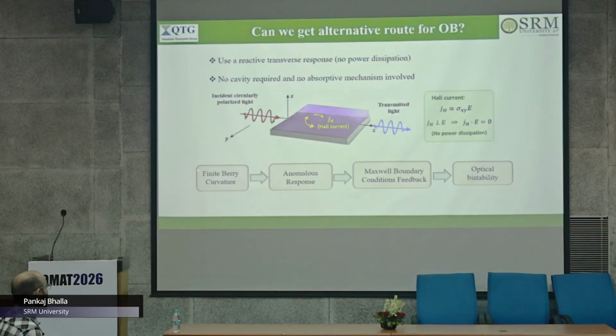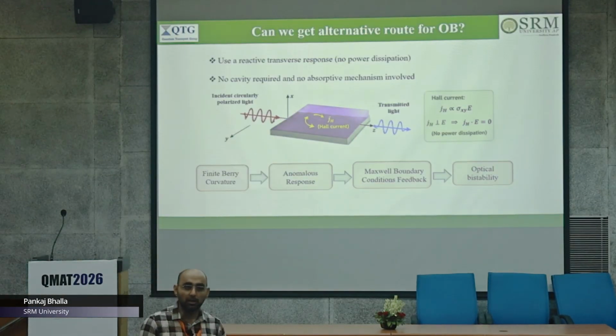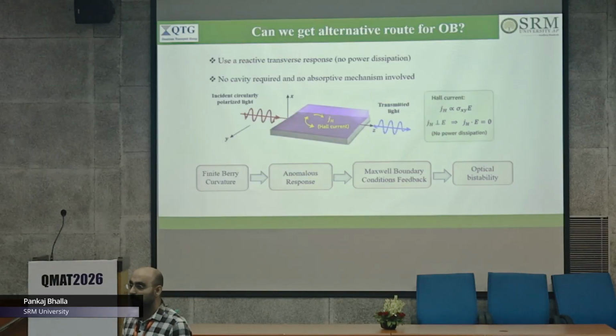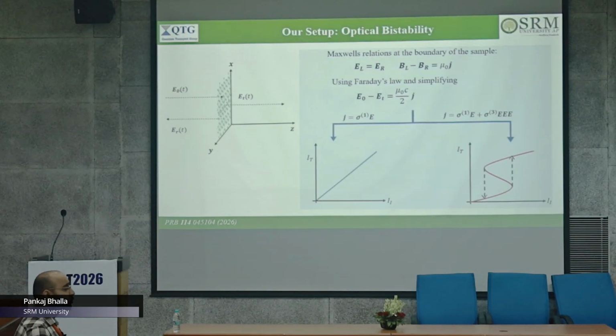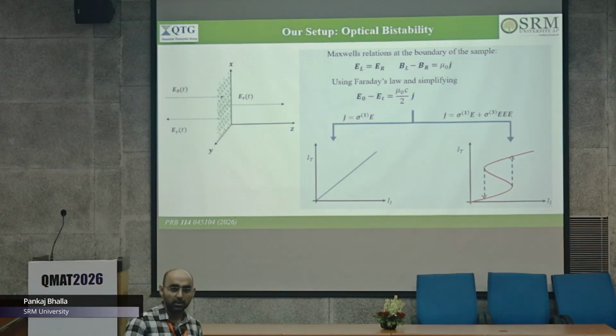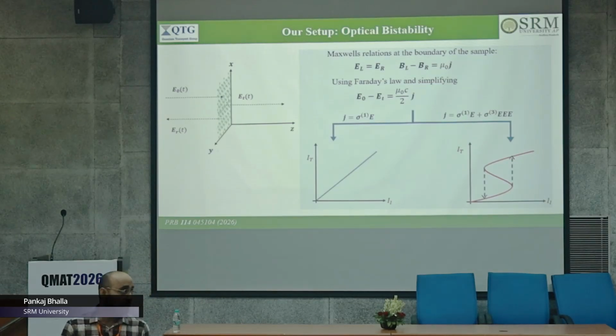When you take a dot product, this also indicates that no power dissipation happens in this picture. So the recipe is that if you have a system with a finite Berry curvature, then you will get an anomalous response out of it. Then, with the anomalous response, you apply the Maxwell boundary equations, which play a role as a feedback mechanism to get the other part, and then you can get optical bistability.